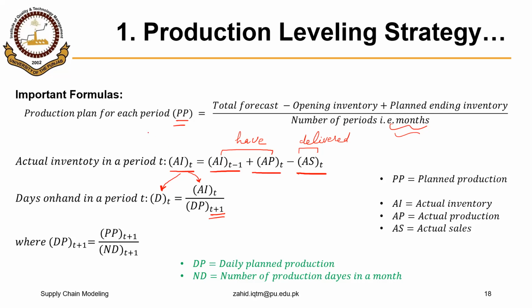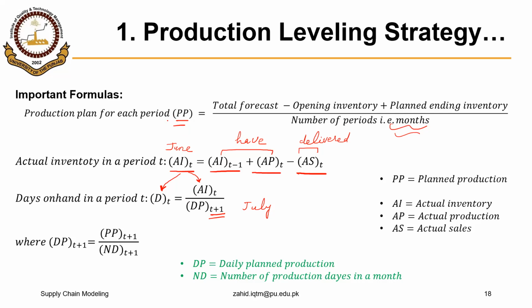For example, if we are talking about June, we have come up with a certain inventory at the end of June. Now, what is this inventory worth in terms of the planned production for July? So this inventory divided by daily planned production for the next month will give us this inventory in terms of number of days. So actual inventory in period T divided by daily planned production in period T plus 1.